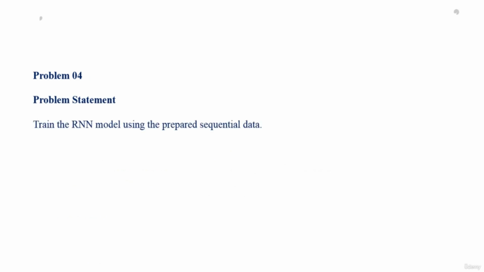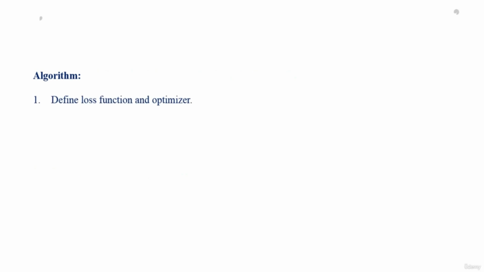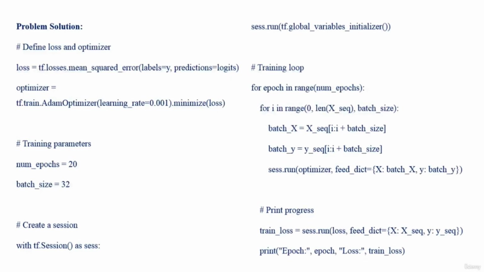Problem 04. Problem statement: train the RNN model using the prepared sequential data. Skills required: model training and evaluation using TensorFlow. Instructions: define the loss function and optimizer. Train the model with sequential data. Algorithm: define loss function and optimizer. Train the model using data sequences. How the code is working: the model is trained over several epochs using sequential data. Loss is computed with mean squared error and minimized using the Adam optimizer.